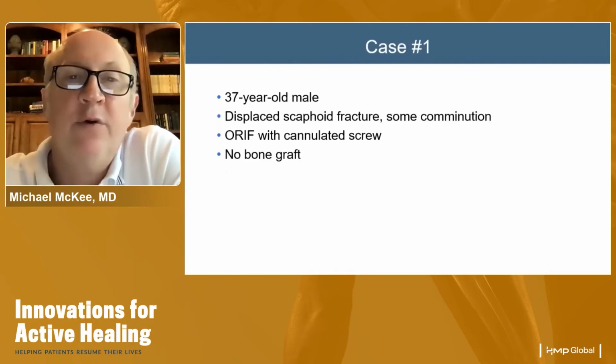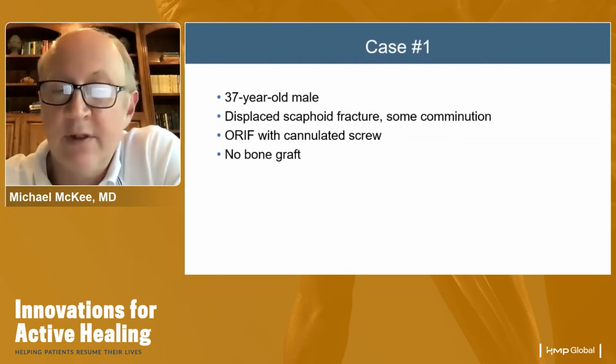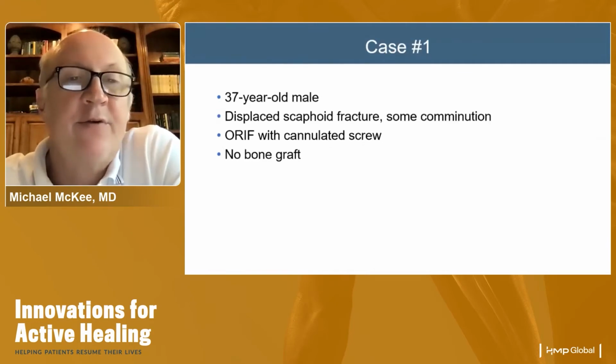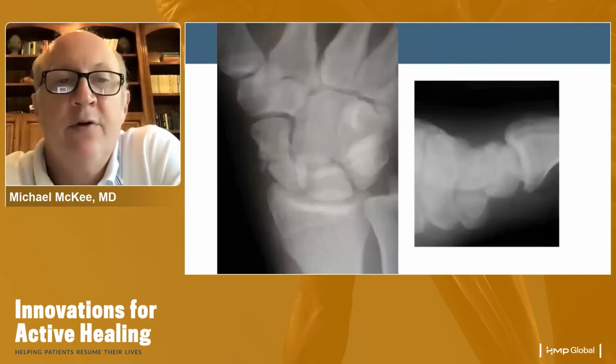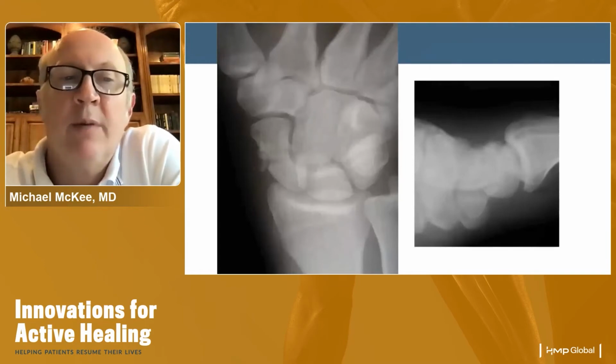I thought I'd show a few cases of my own that illustrate some of these points. This was a 37-year-old male who had a displaced scaphoid fracture with some comminution. He was treated with a cannulated screw and no bone graft, and we don't usually bone graft fresh fractures, as you know. This was his fracture here, and you can see there's a little bit of lateral comminution on the radial border of a waist scaphoid fracture.